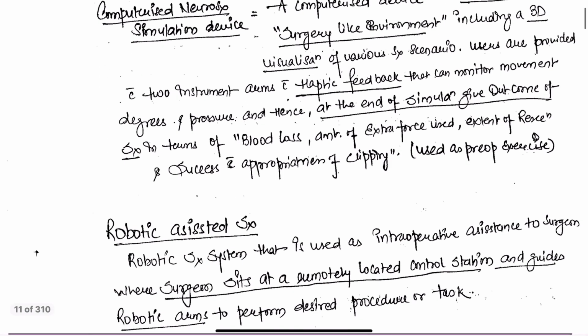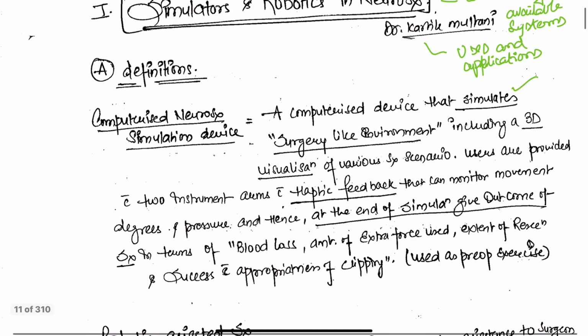So now, coming to the definition, what is a computerized neurosurgery simulation device? It is first of all a computerized device. It simulates a surgery-like environment using a 3D visualization of various surgical scenarios. Users are provided with two instrument arms, and they get haptic feedback that can monitor the movement, the degrees, and pressure.